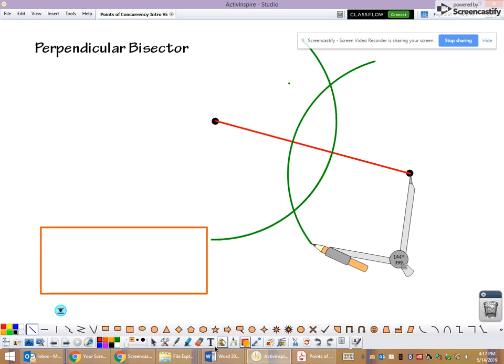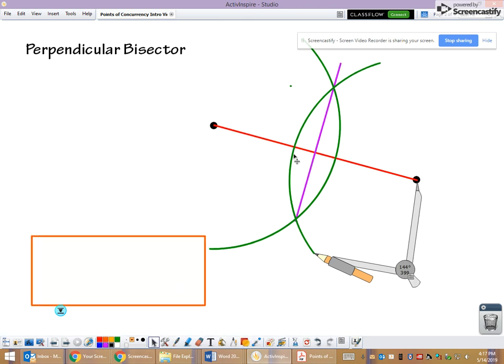And then I can connect these 2 points, right? And this is my perpendicular bisector. So this pink segment, if I make it a little bit longer, is my perpendicular bisector. So it would meet at a 90-degree angle, and it would cut this segment exactly in half.